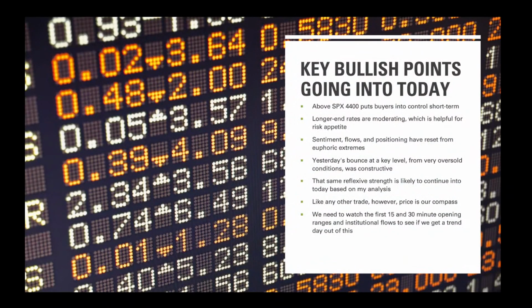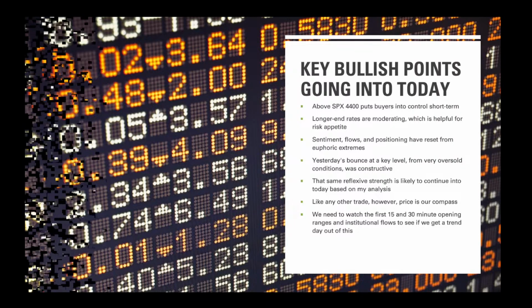So let's talk about first the key bullish talking points going into today. Above SPX 4400 puts buyers in control short term. Longer end rates are moderating, which is helpful for risk appetite. Sentiment flows and positioning have reset from euphoric extremes, and yesterday's bounce at a key level from very oversold conditions was constructive. That same reflexive strength is likely to continue into today based on my analysis, what we've just reviewed. And like any other trade, however, price is our compass, so we need to watch the first 15 and 30 minute opening ranges and institutional flows in the form of icebergs to really get a sense as to whether or not we're going to get a trend day out of this. And we'll be watching all of that.